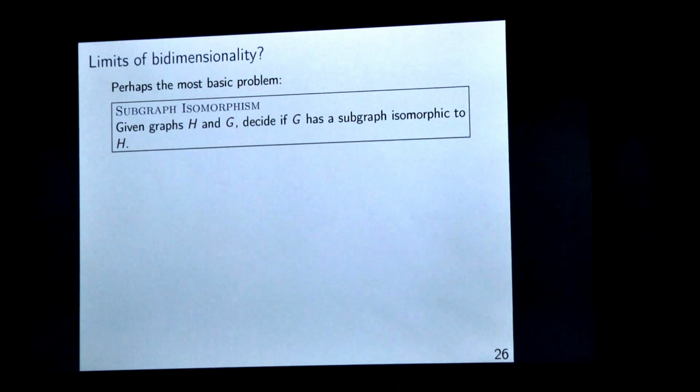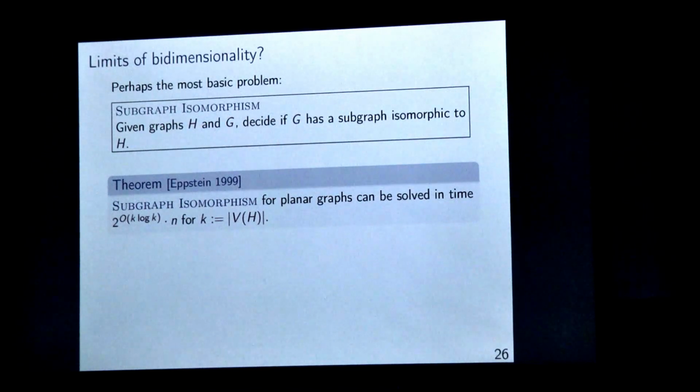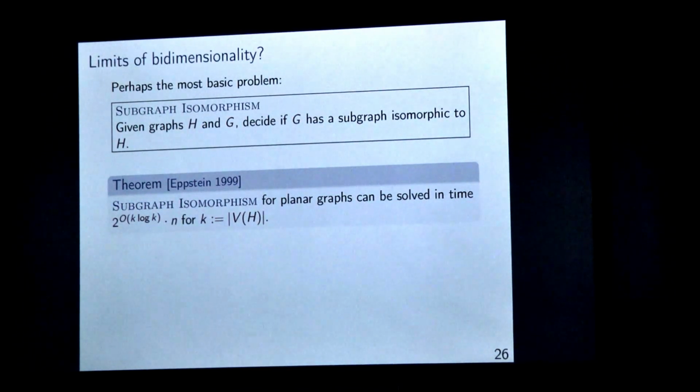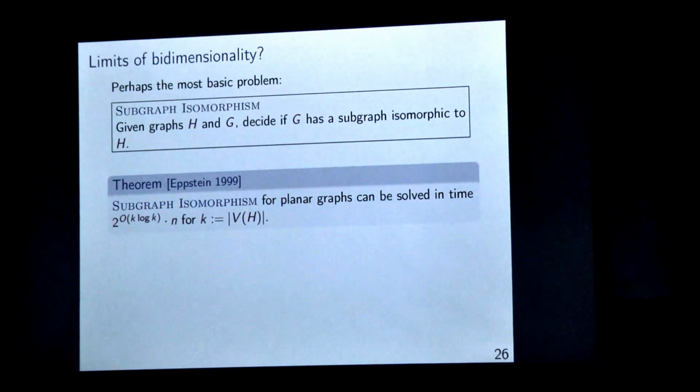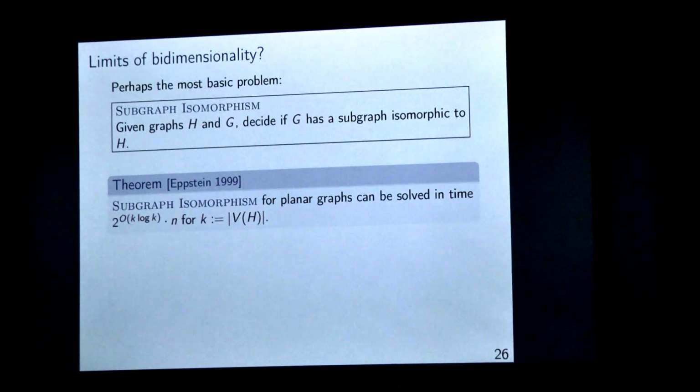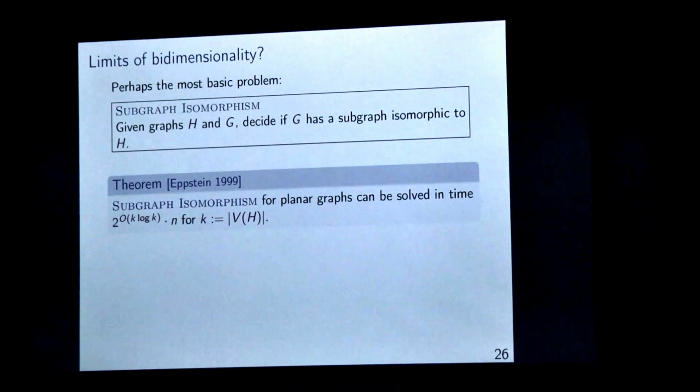Let me tell you this, and then I will flash you one slide. So you are given two graphs H and G, and you have to decide if G has a subgraph isomorphic to H. And what does subgraph isomorphism on planar graphs tell us? Eppstein proved in 1999 that you can do it in 2 to the power big O of k log k times n, where k is the size of the pattern graph. So if you are looking for a planar graph, it is clear that H is also planar. Otherwise, what is the meaning of planar subgraph isomorphism?